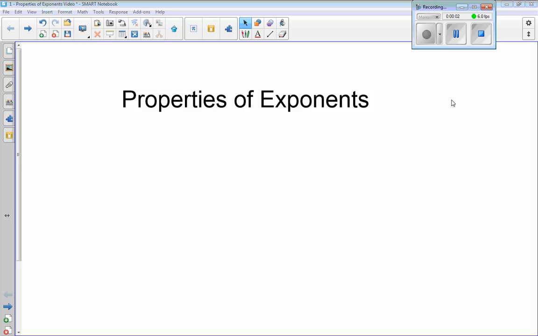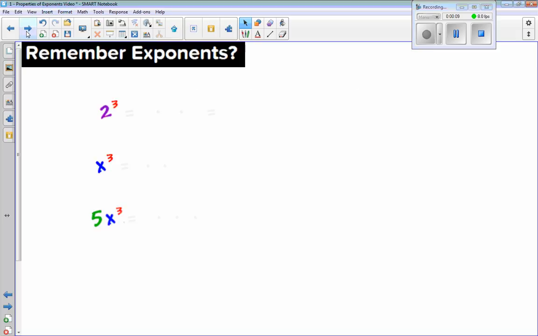Alright, today we're going to start our unit on exponentials. Today we are talking about the properties of exponents. So let's start off by reviewing what exponents are. If I have 2 to the power of 3, that just means to multiply 2 times itself 3 times.